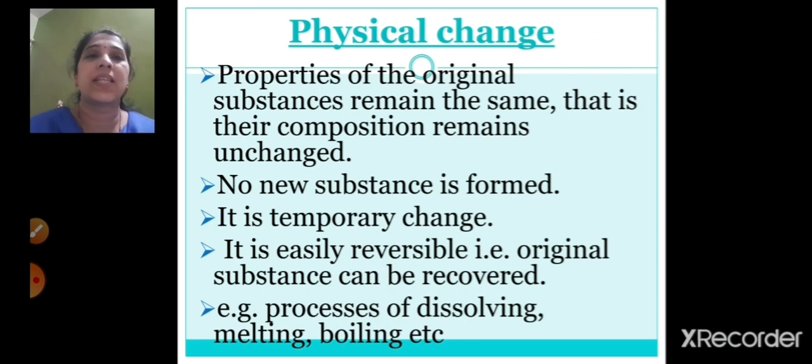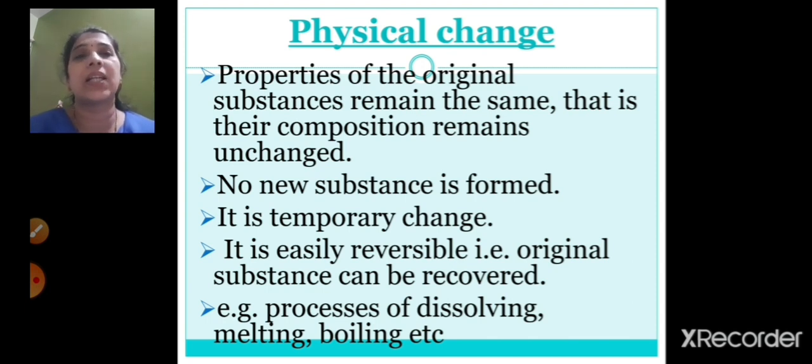Now what is a physical change? Properties of the original substances remain the same, that is, their composition remains unchanged. No new substance is formed. It is a temporary change. It is easily reversible, that is, the original substance can be recovered. Examples are the processes of dissolving, melting, boiling, etc.